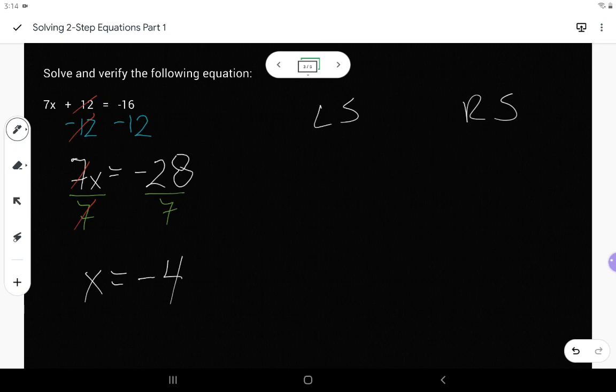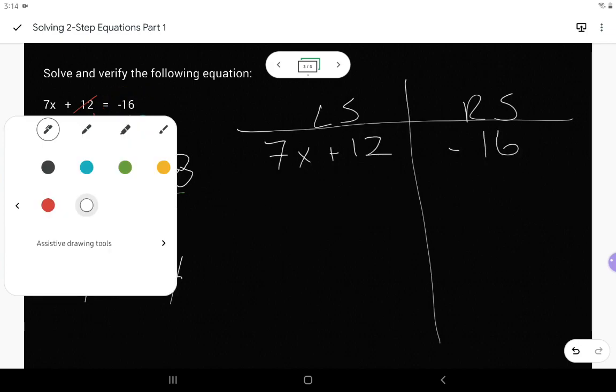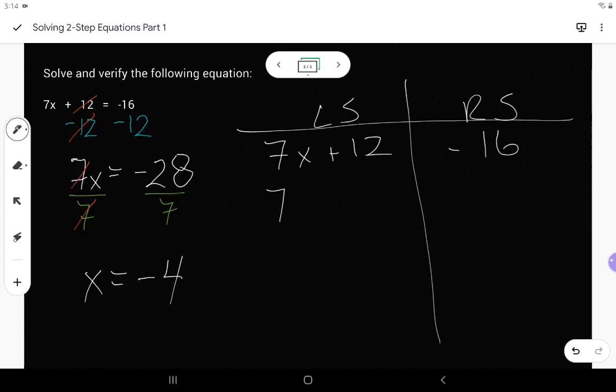Now I want to make sure that negative 4 is the correct answer, so I'm going to start back and look at my original equation before I started doing anything to it. I started off with 7x plus 12 on the left-hand side, and on the right-hand side, I started off with negative 16. Now I'm going to change x to its value we found, and we said x should be negative 4, so I'm going to change x to be negative 4. Remember, when I substitute it in, I make sure that I put it into a set of brackets.